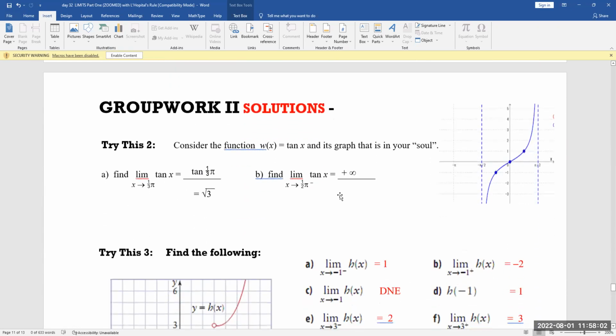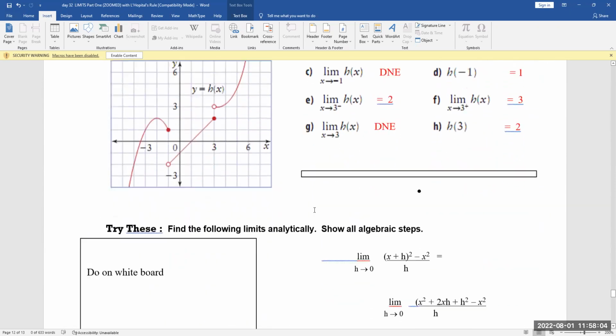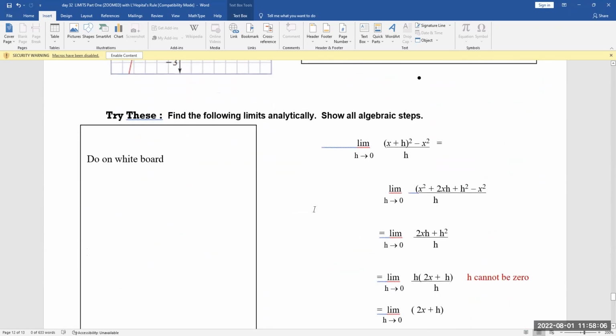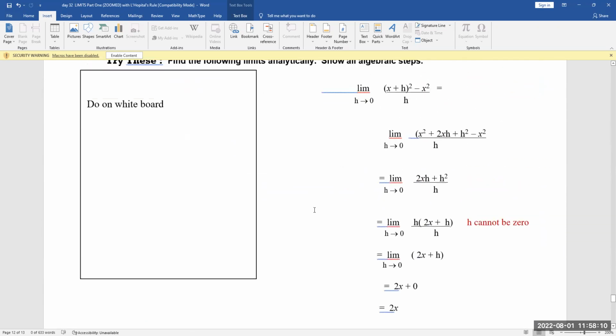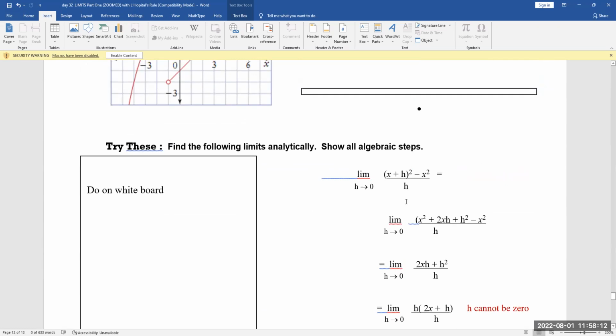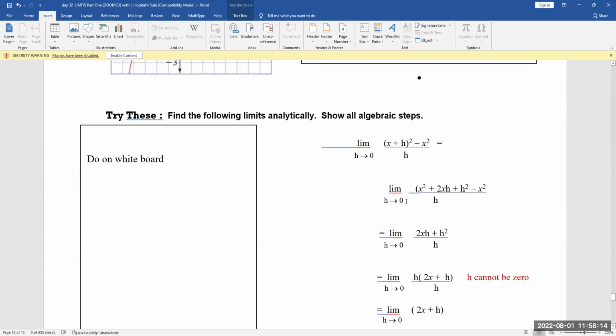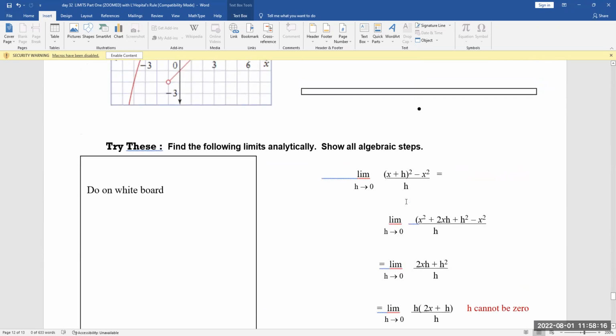It didn't apply to the tangent function, doesn't apply to this piecewise function, but the last problem that we did in your notes, and I've got an extra problem here for us to do, but the last problem in our notes was, I'm going to do on a whiteboard. It's (x plus h) squared minus x squared all over h as h approaches 0.